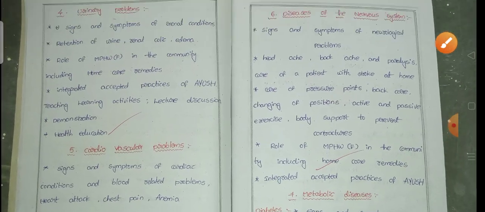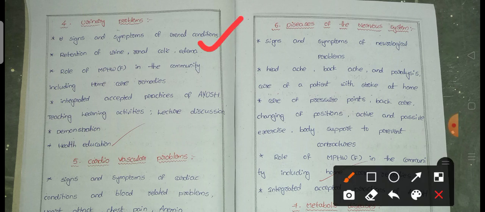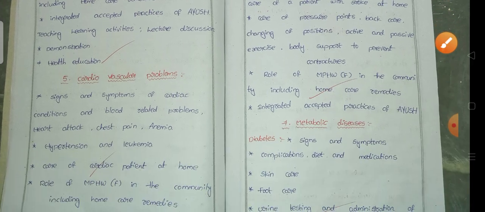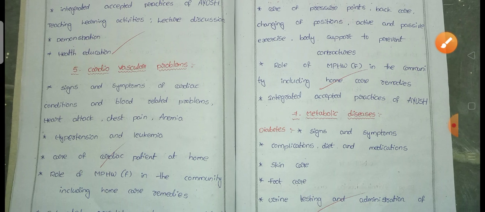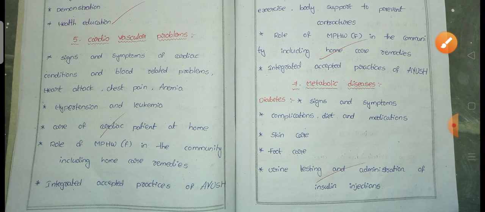In urinary problems: signs and symptoms of renal conditions, retention of urine, renal colic, edema. These three topics, retention of urine, renal colic, edema, are very important. We are able to explore the role of a community health nurse. Next, coming to the fifth partition, cardiovascular problems. You are able to list out hypertension, leukemia, chest pain, heart attack, and anemia. We have to be able to write all of these.